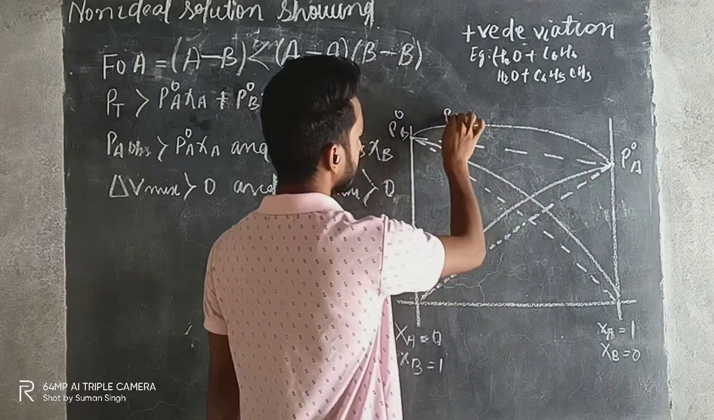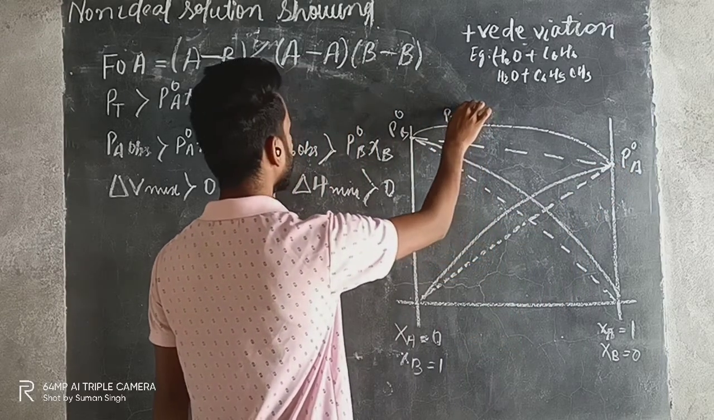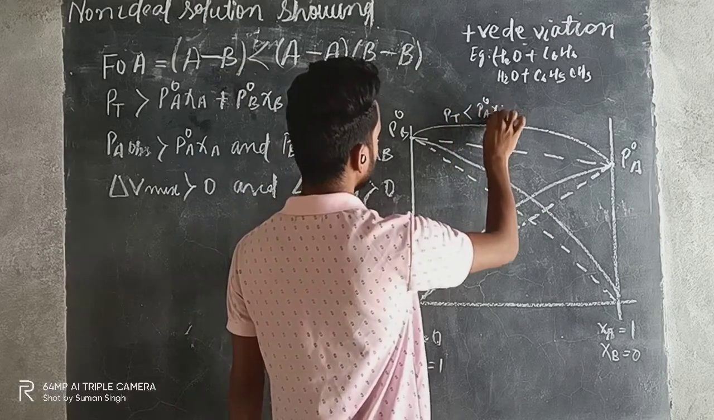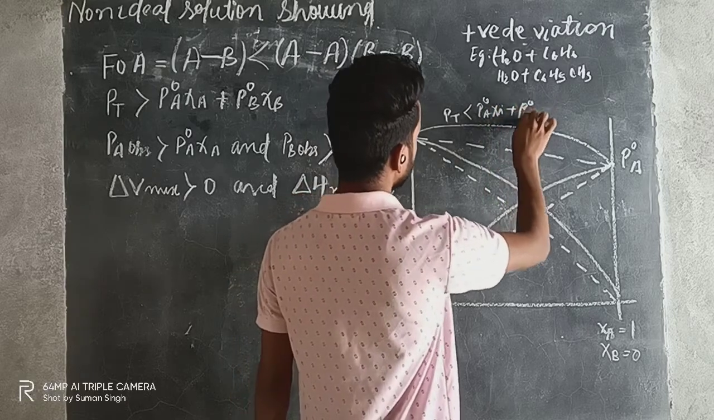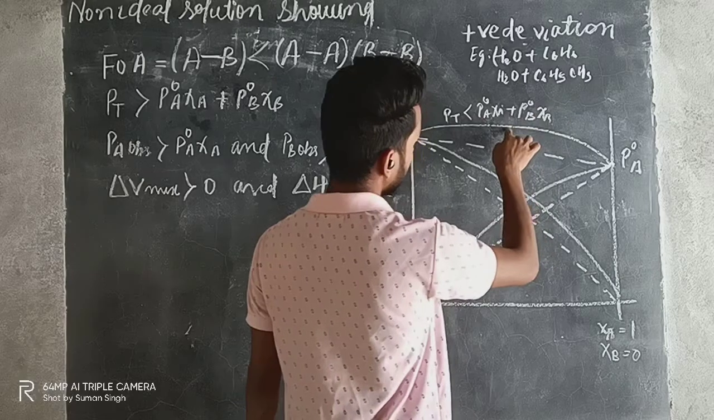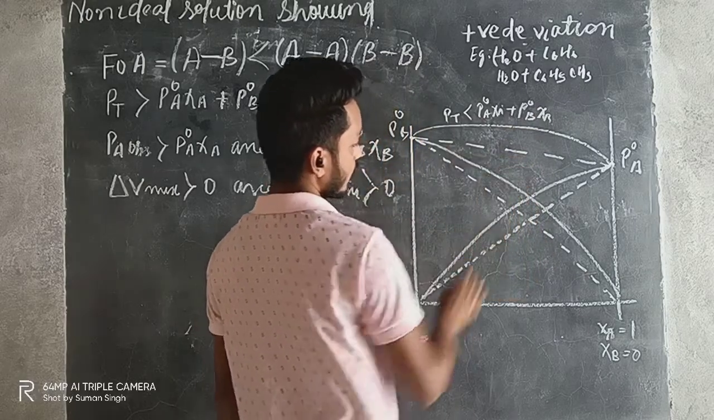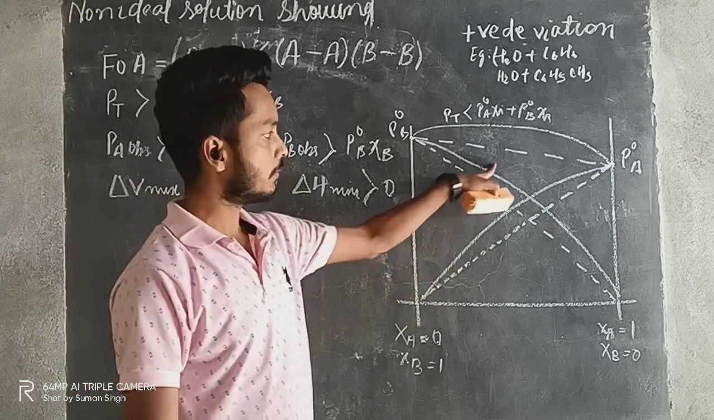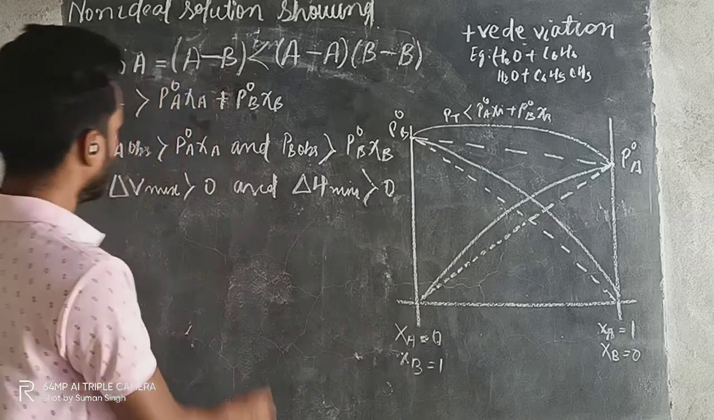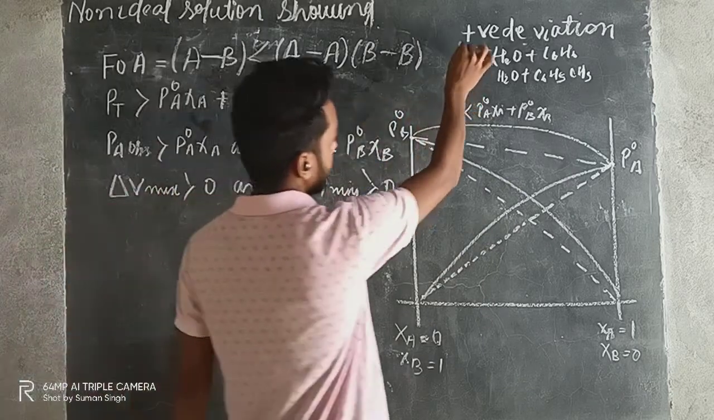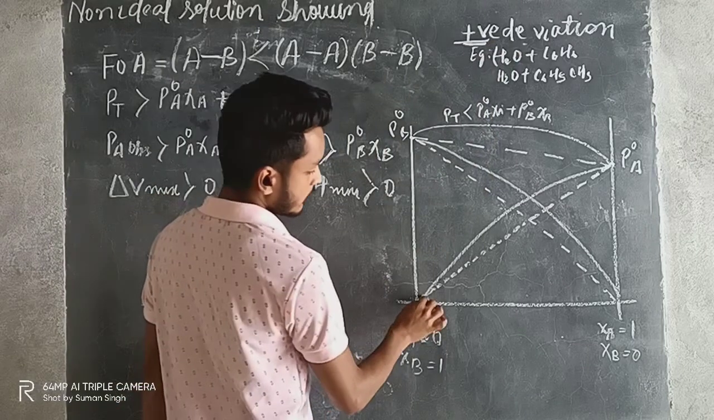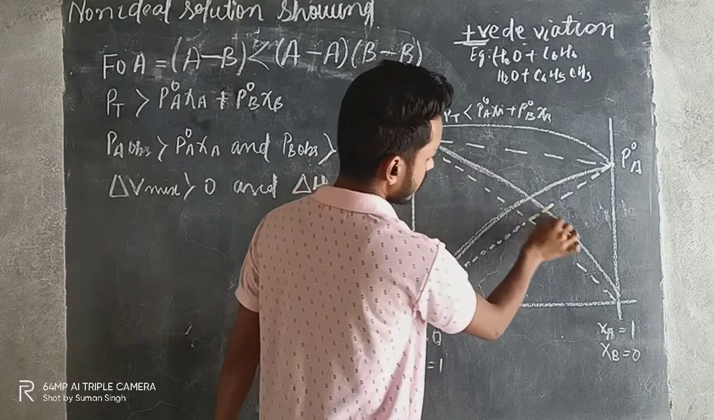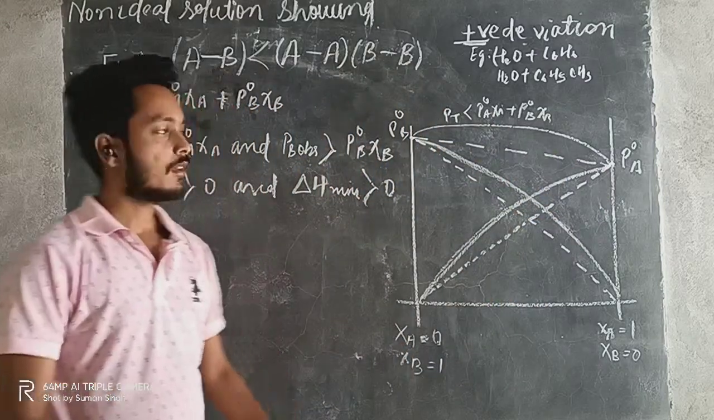So what we considered, P total is greater than P naught A zeta A plus P naught B zeta B for this line, okay, not for this line. This is the line of the ideal solution, okay? Here also in this case the same thing will happen: P naught A zeta A, and here P naught B zeta B. So as you can see, in positive deviation everything has increased. This one has increased, PA has increased, P naught B has increased, P total has increased, right?